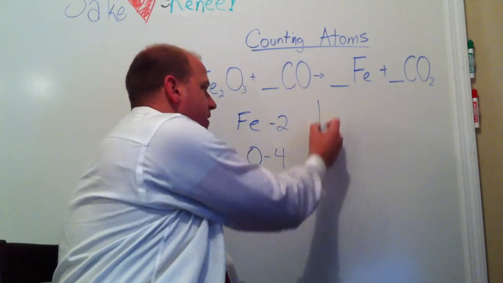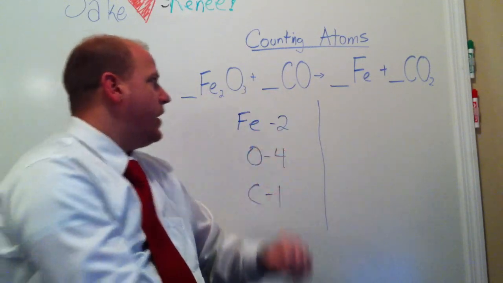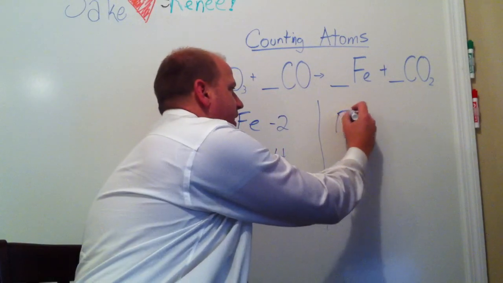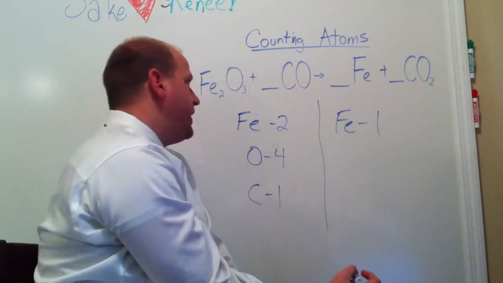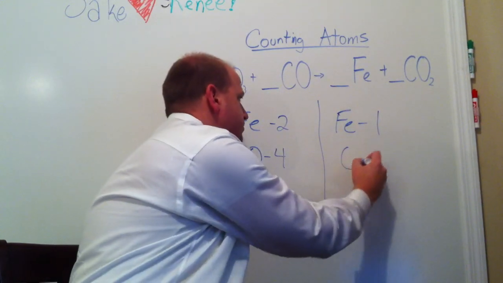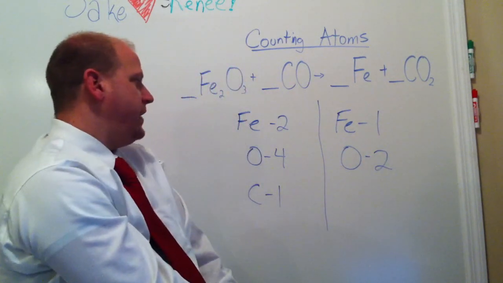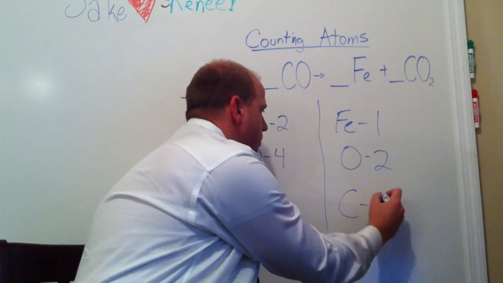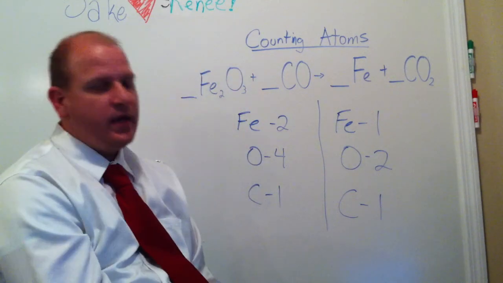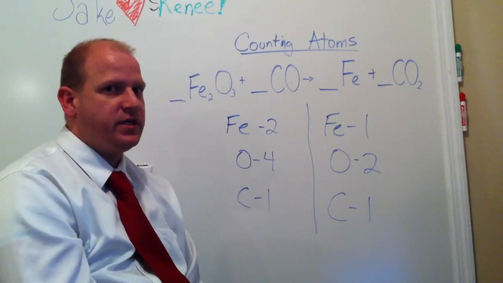Then we go to the other side. On the other side of the equation, we've got, once again, Fe for iron. We've got 1 molecule of iron. We go to our oxygen. We have 2 molecules of oxygen. And then we go to our carbon, and we have 1 molecule of carbon.